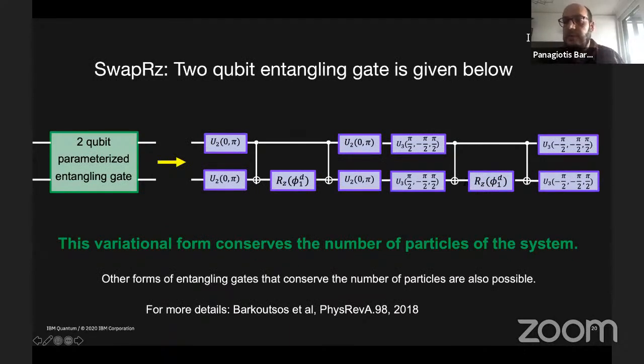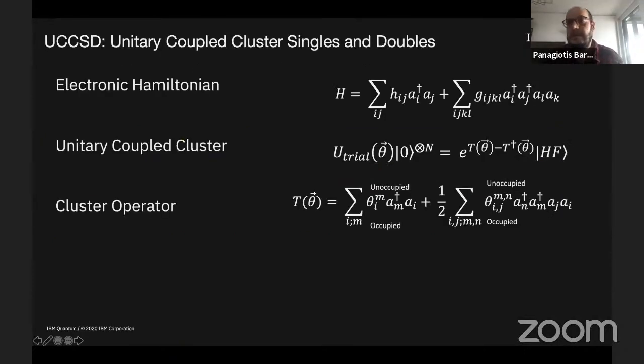It's important to know that using this variational form, you can conserve the right number of particles, as I mentioned, without the need of searching the whole Fock space. Another way that you can do it is to start using classical quantum chemistry approaches like the unitary coupled cluster singles and doubles. The reason for choosing the unitary coupled cluster instead of the different versions of the coupled cluster is exactly because in the quantum computer, we know how to implement unitary operations.